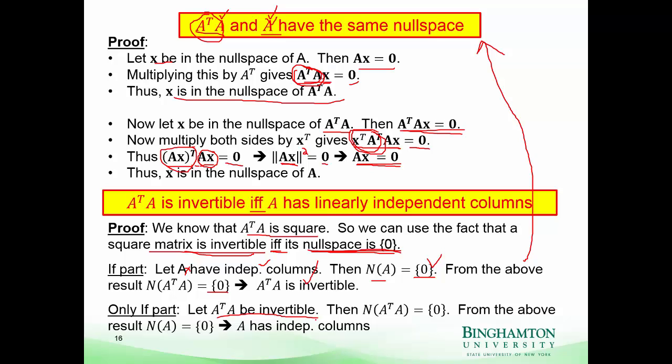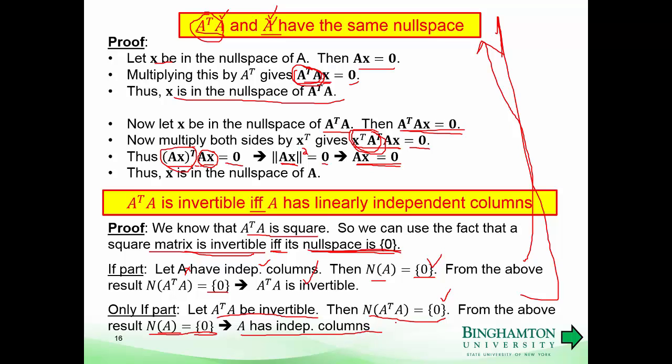Since A transpose A is invertible, from our above discussion, we know that it must have a null space that's only the 0 vector. And from this result up here, we know that A transpose A and A have the same null space. So the null space of A is 0, and the only way that a rectangular matrix A can have a null space that is 0 is if its columns are independent. And there we have it.